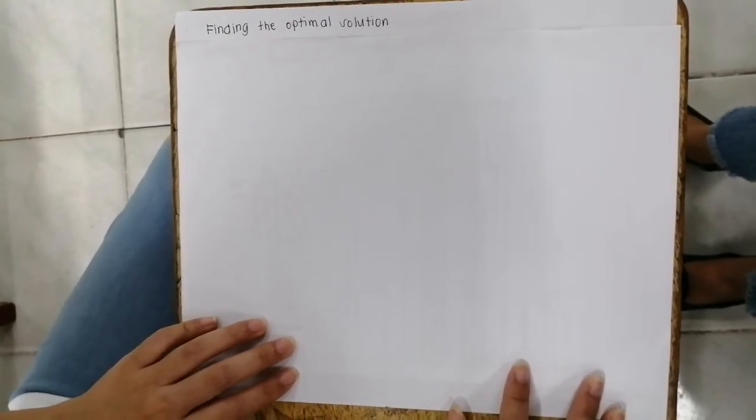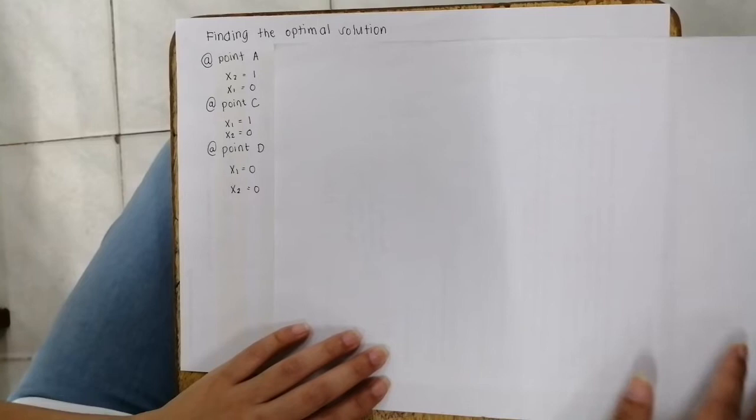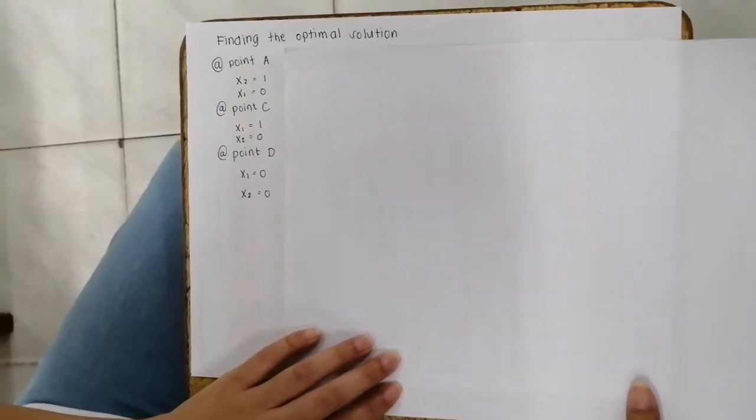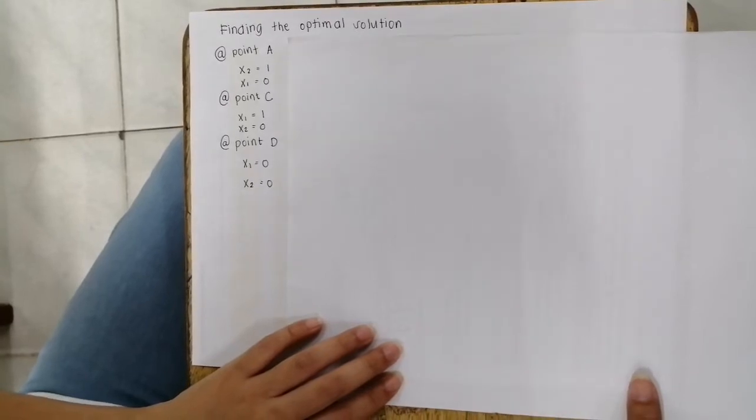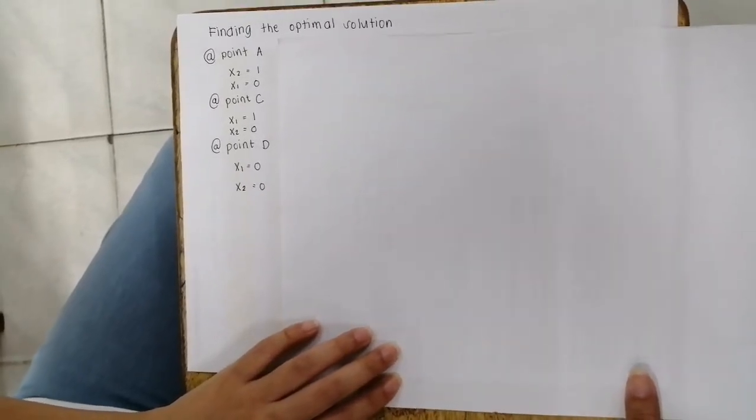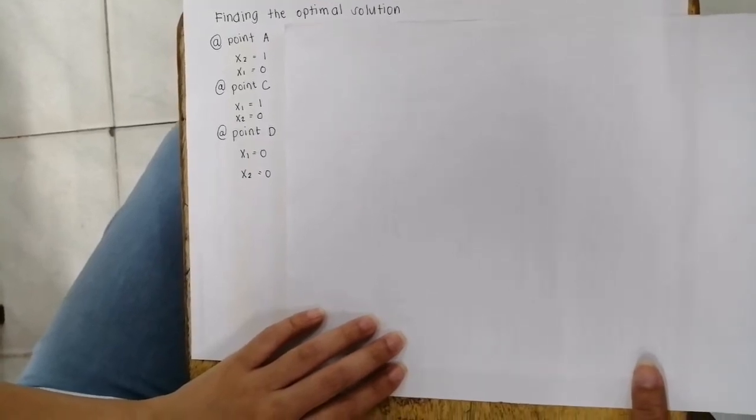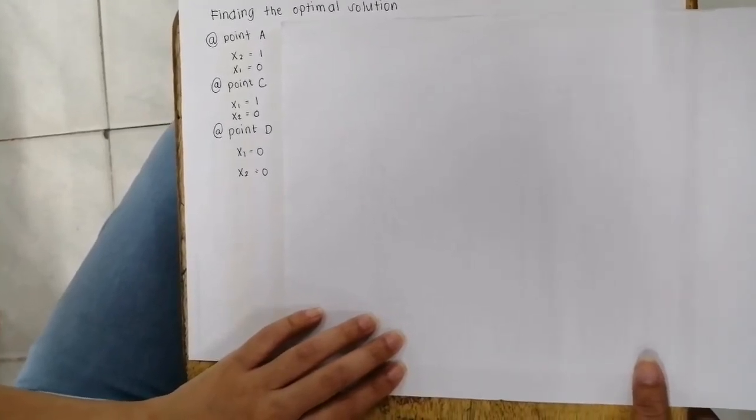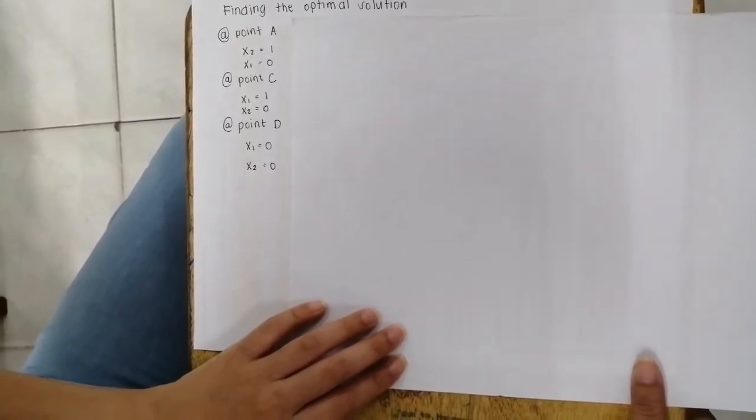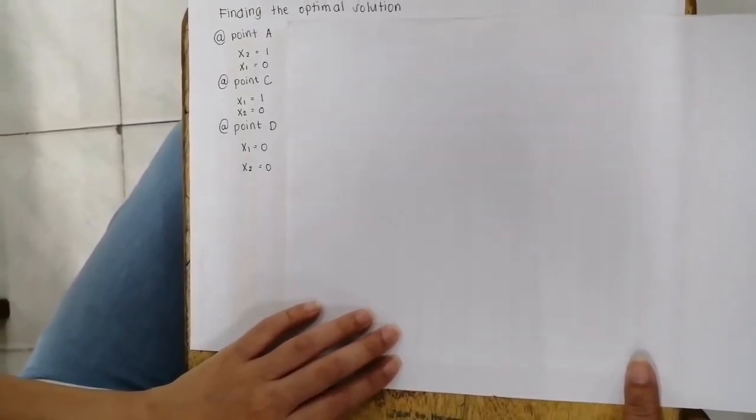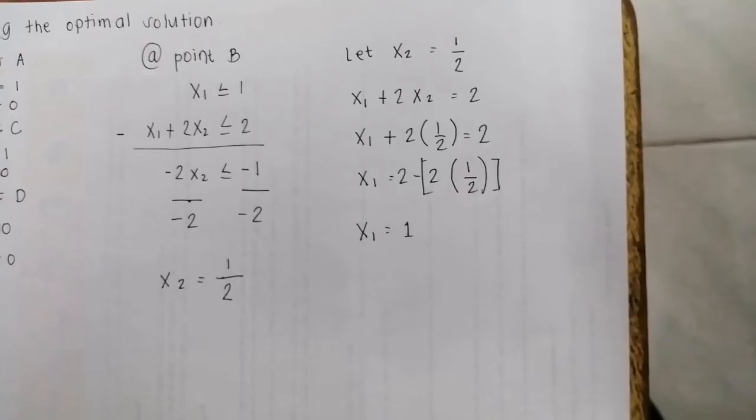For finding the optimal solution, we have identified the coordinates for points A, C, and D. So for point A, we have x sub 2 equal to 1, x sub 1 equal to 0, and for point C, we have x sub 1 equal to 1 and x sub 2 equal to 0. For point D, we have x sub 1 equal to 0 and x sub 2 equal to 0.